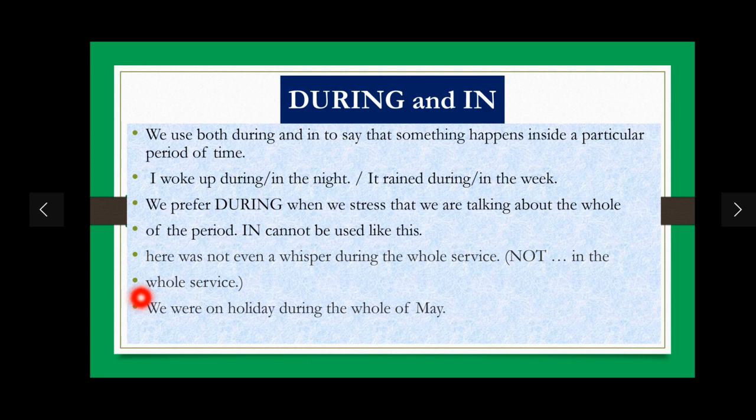We were on holiday during the whole of May. So when we say that we were on holiday during the whole of May, we are talking about a continuous period of time, right? That we were on holiday during the whole of May.